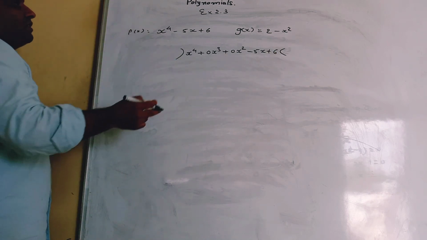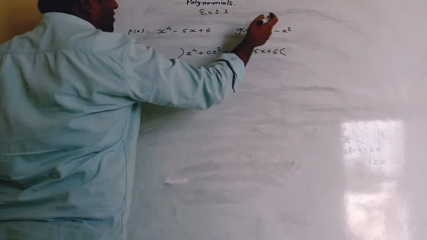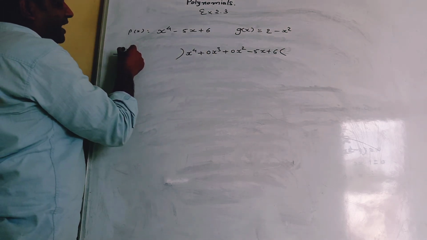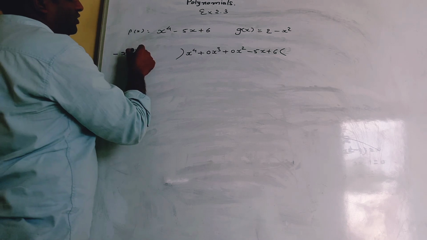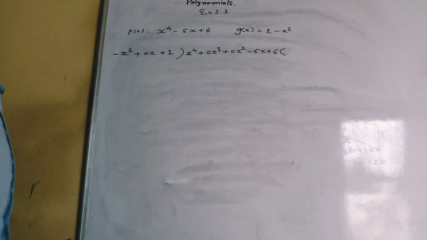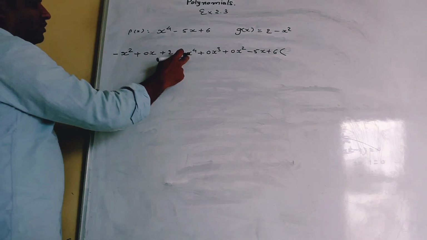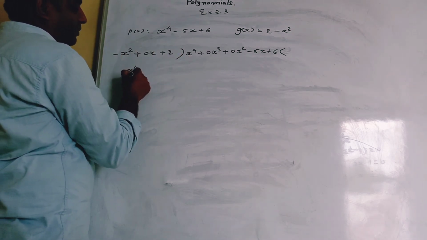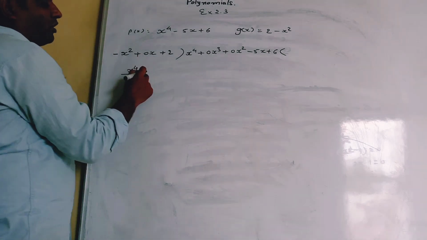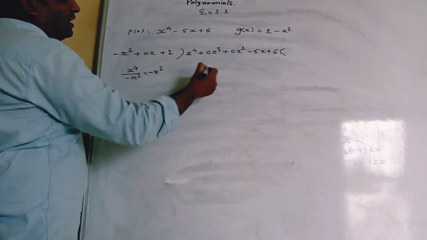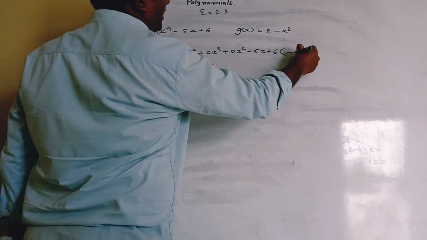Now 2 minus x square we have to write in descending power, so minus x square. Now x is not there, so again we add 0x plus 2. Here the leading term is x raised to 4 and the divisor's leading term is minus x square. So x raised to 4 divided by minus x square: 4 minus 2 power, so x square, and plus divided by minus gives minus. So it is minus x square.